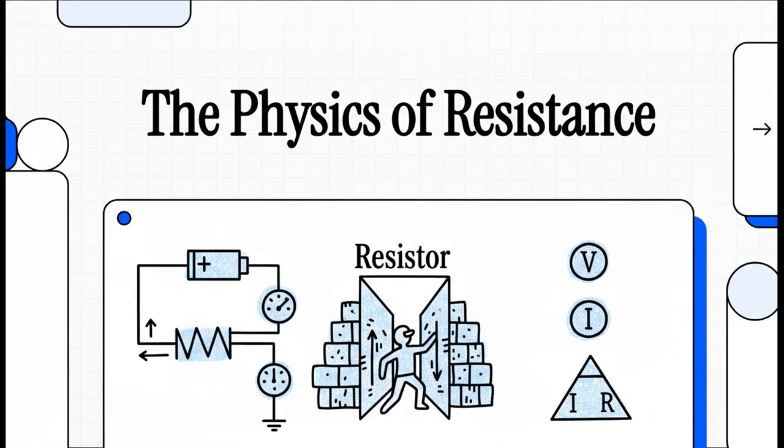Welcome! Today, we're going to break down electrical resistance. Now, on the surface, it seems pretty simple, right? It's just the opposition to current flow. But underneath that, there's a really rich story about how electrons move, about material properties, and about a famous law that, believe it or not, is more of a guideline than a rule. So let's jump right in.